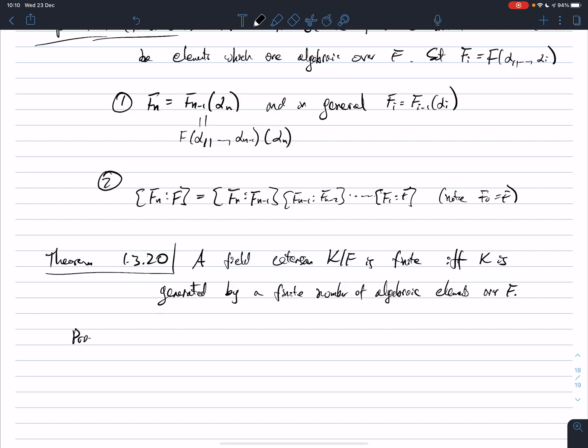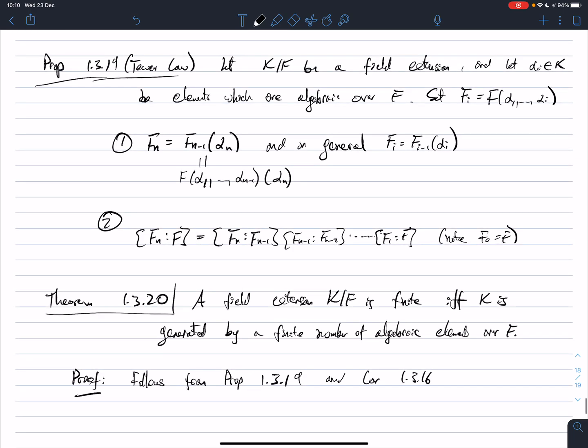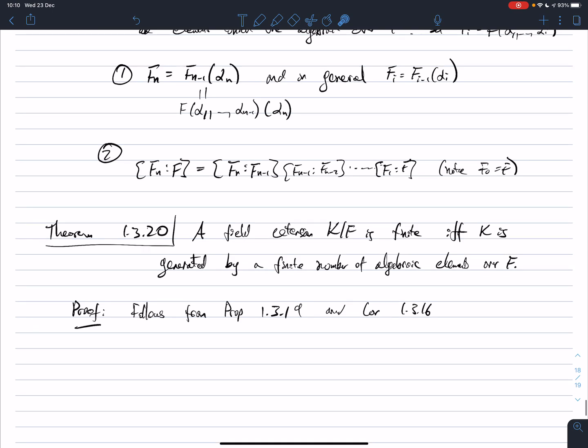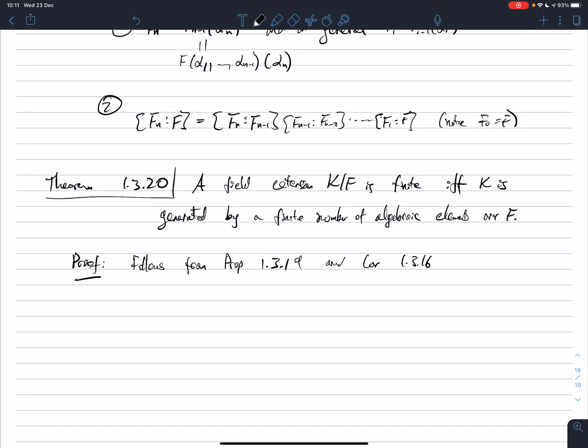The proof, well, we already have everything for this. This follows from Proposition 1.3.19 and Corollary 1.3.16. So we've seen that adjoining roots of polynomials gives you finite extensions. Now if you do this a finite number of times, you're going to end up with a degree which is finite, and so you're done.